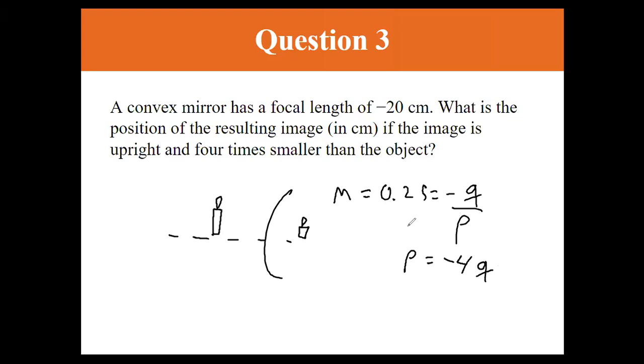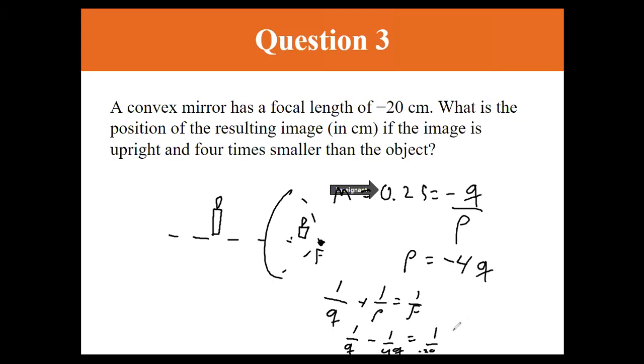The reason it's negative is because the image is upright, so the magnification formula should give you a positive number. If we go back to the lens formula, 1 over q plus 1 over p is equal to 1 over f. F is now negative, since the mirror has a negative focal length because the image is virtual. So we plug in what we know: 1 over q minus 1 over 4q is equal to 1 over negative 20 centimeters.